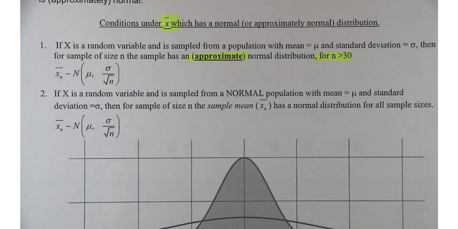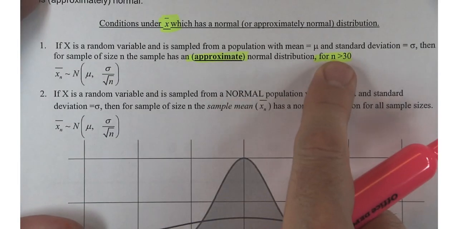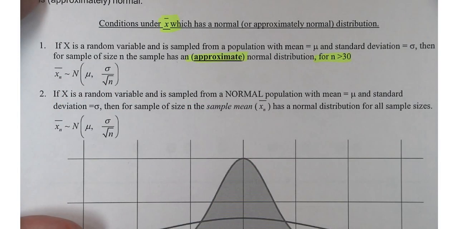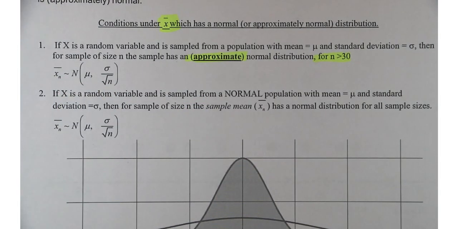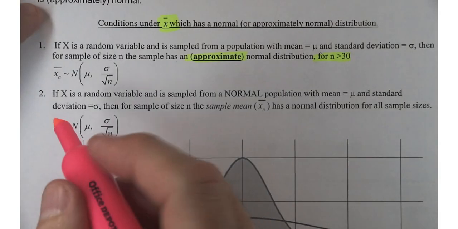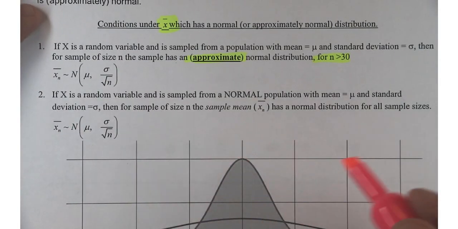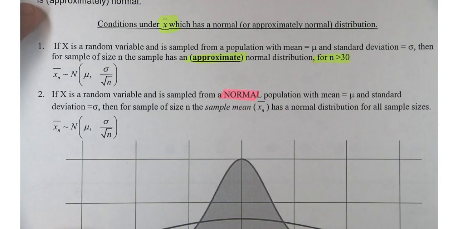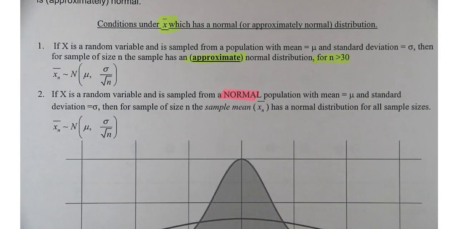If you don't start out with a normal distribution, then for samples of size 30, X bar has an approximate normal distribution. So there are two ways under which X bar is going to have a normal or approximately normal distribution. If you're sampling from a normal population, then X bar is going to have a normal distribution. It's a very, very nice property.